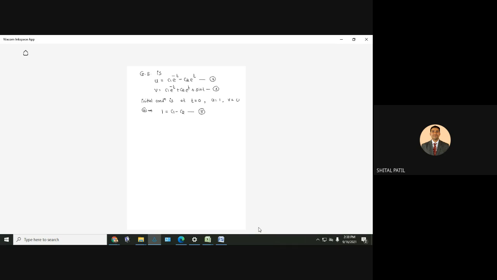Whereas v equal to 0. So equation number 3 will modify as v equal to 0, c1 plus c2 and sine of 0, 0. Okay. So equation number 6. Just add them. What it will give? Right. Now C2 is to be obtained.